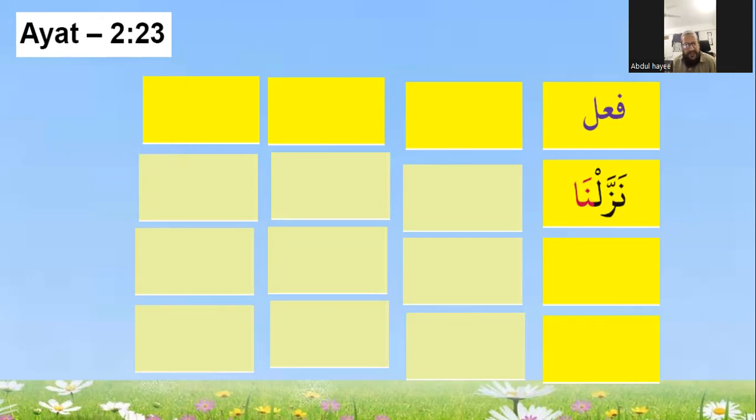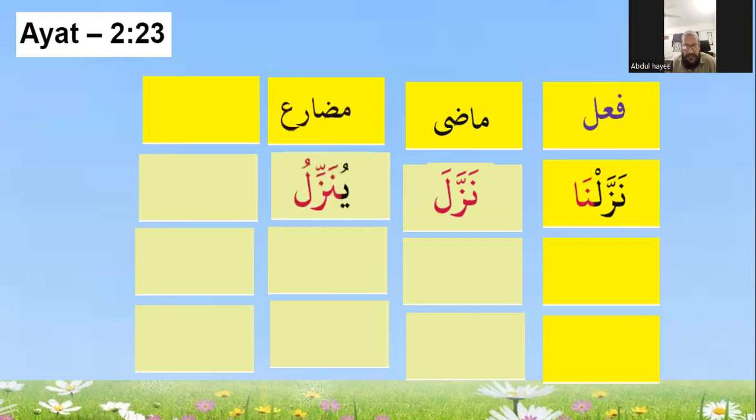Let's have the practice for nazzalna. Yes, nazzalna. Remove the na. What is the root letter? The root letters are noon, zal, zal, lam. So it's a four-letter word. The madi will be nazzala. Remember, four letter. If the letter in the madi is four, what will be the mudare?